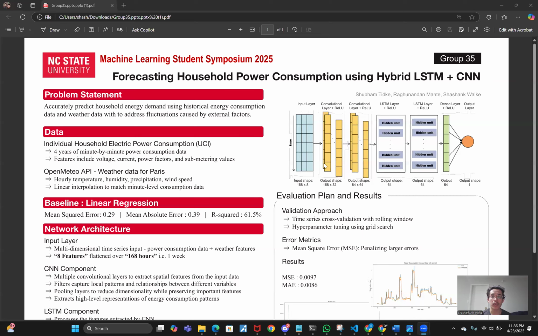Hello everyone, we are group number 35 and our project was forecasting household power consumption using a hybrid LSTM and CNN model. The problem statement was to accurately predict household energy demand using historical energy consumption data, and we integrated weather data to address the fluctuation caused by external factors.